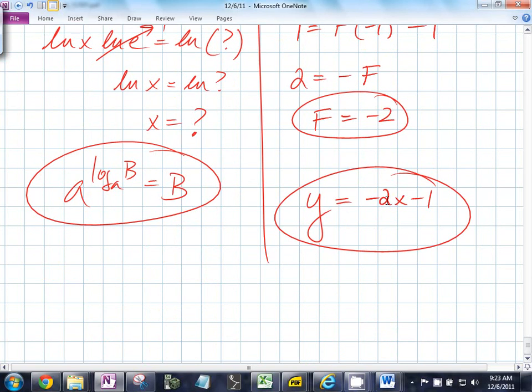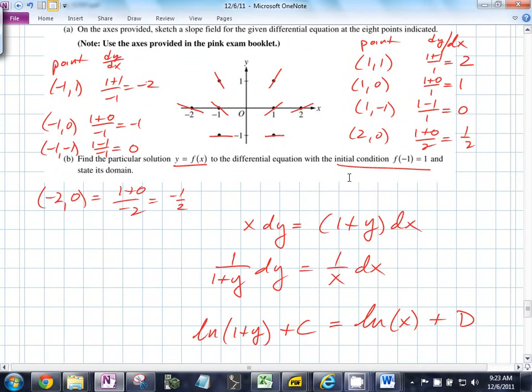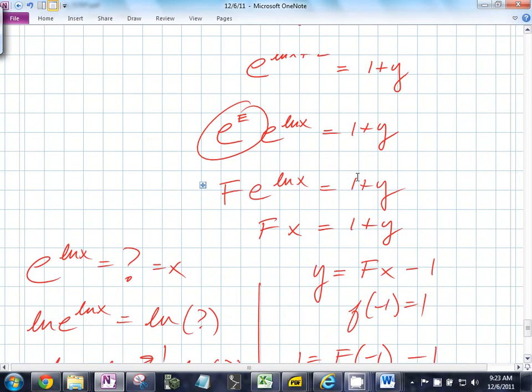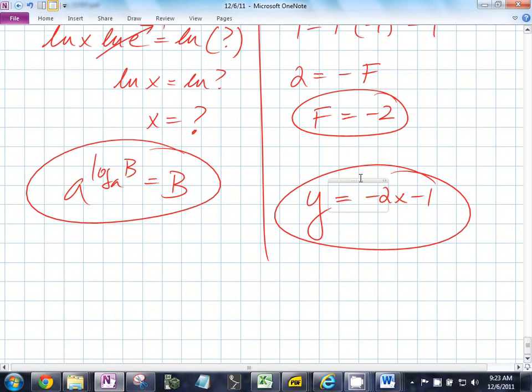So what does that mean, everybody? That means, in terms of this graph, let's go back up and look. What was the point? Negative 1, 1, right? f of negative 1 was 1. So we're looking at what point? I have a question. Listen, f of negative 1 is what?